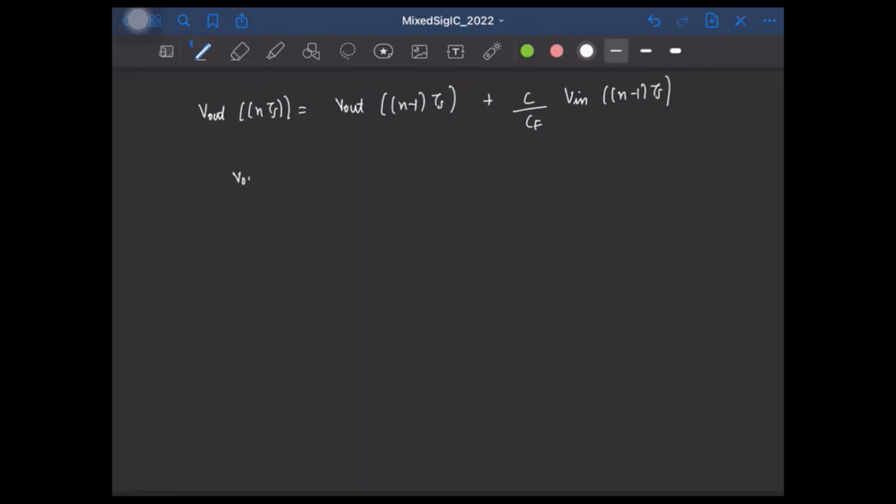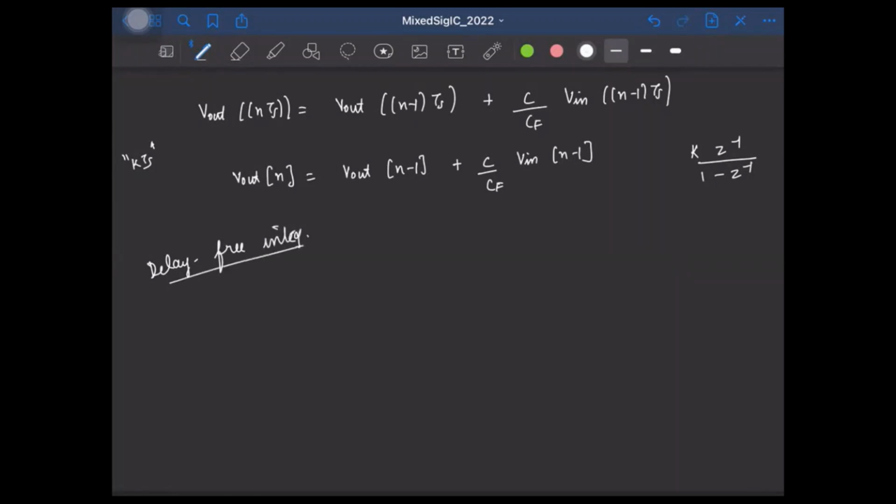So if our sampling time instants are marked at k times Ts, what will be the samples? This will be Vout of n, and this is Vout of n-1 plus C by CF into Vin of n-1, right? So this implements the required transfer function of the form K z inverse by 1 minus z inverse. Okay. So similarly, you can also implement the delay-free integrator, wherein we want a transfer function of the form just K by 1 minus z inverse, right?